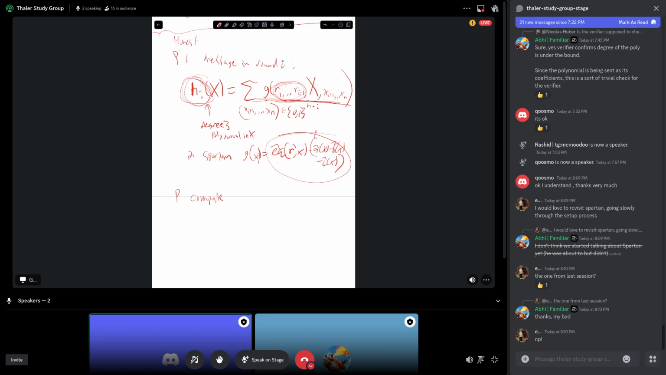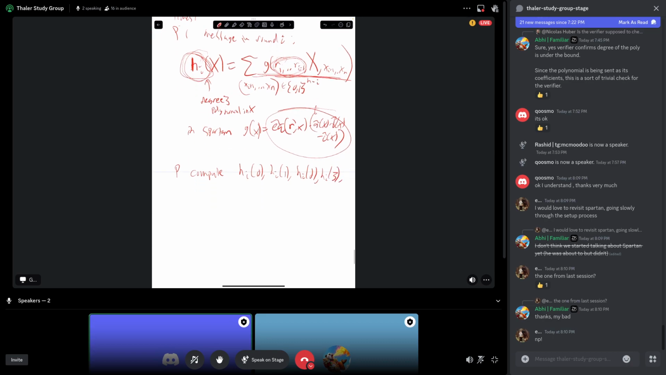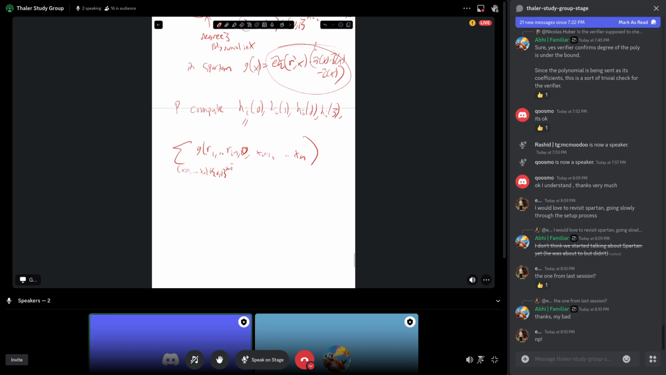So let's say the prover will compute H_i of 0, H_i of 1, H_i of 2, and H_i of 3, say. Okay, and so that means the prover needs to compute, so what's H_i of 0? It's the sum over x_{i+1} up to x_n in {0,1}^{n-i} of g of r_1, ..., r_{i-1}, 0, x_{i+1}, ..., x_n. In general, for H_i of 1, you just replace the 0 with a 1, and so forth. For H_i of 2, you replace the 0 with a 2, and so forth.